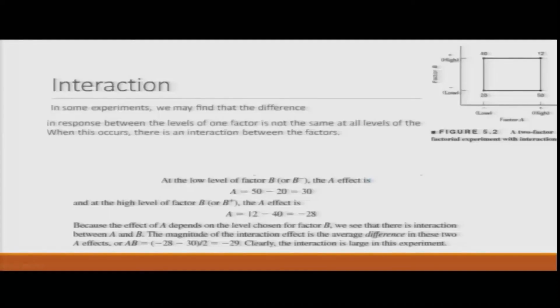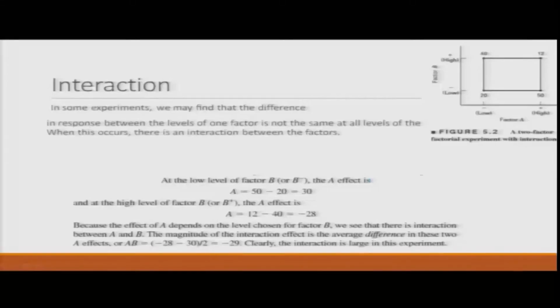So, in some experiments we may find that the difference in response between the levels of one factor is not the same at all levels. That is what I mentioned. When this occurs, there is an interaction between the factors. At the low level of factor B, the effect of A would be 50 minus 20, the difference of the high and the low, which is 30, and at the higher level of B, which is B plus. I did mention that the lower level of B would be B minus. So, the effect of A would now be negative, which is 12 minus 40, which is minus 28.